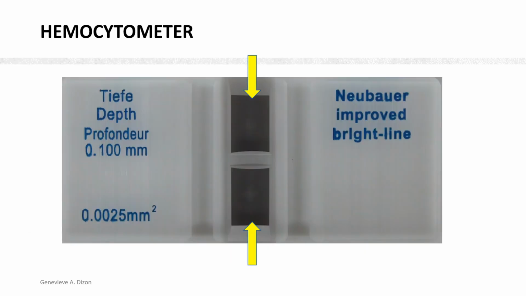Each raised surface of a hemocytometer contains a grid that would be used for counting. These grids are not meant to be visible to the naked eye. Therefore, cell counting using a hemocytometer is done with the aid of a microscope.